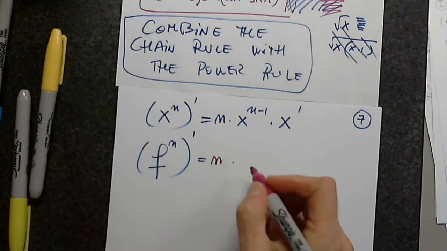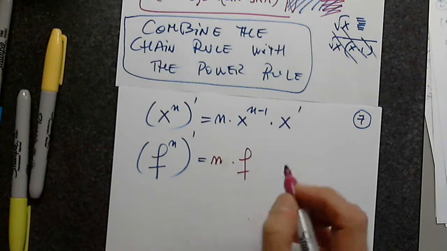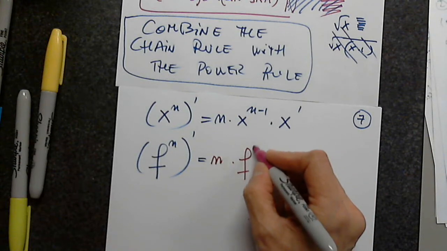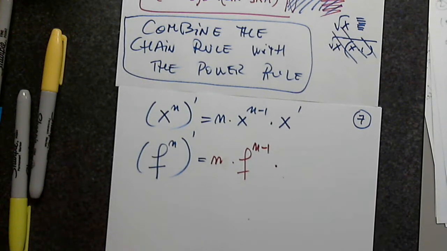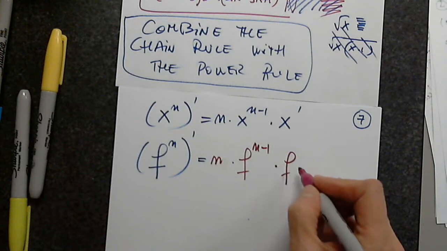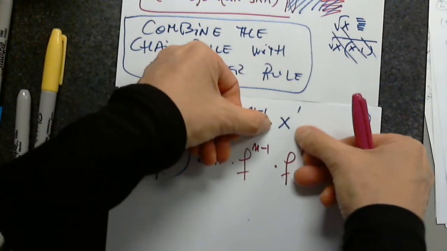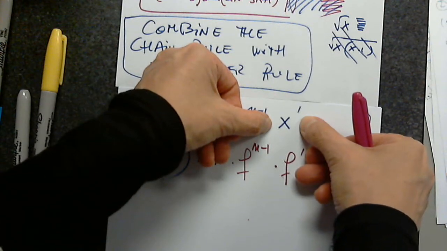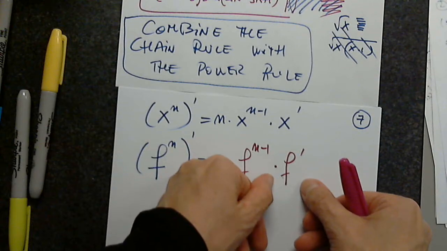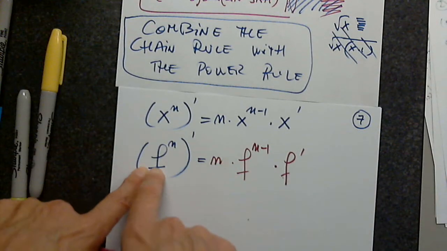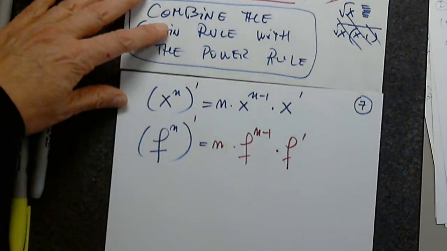So n multiplied by? F raised to n minus 1, times? F prime. That's it. So it's the same thing. Here I did not need to talk about it because this happened to be 1. But here I have to talk about it because it's not going to be x. It's going to be any function.